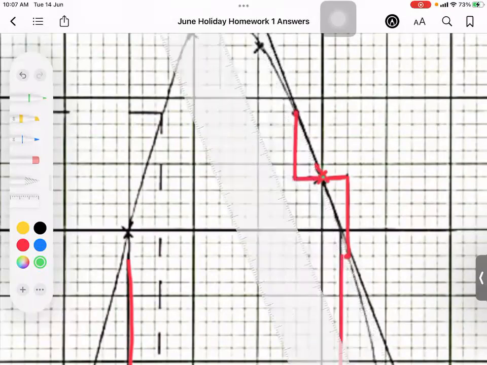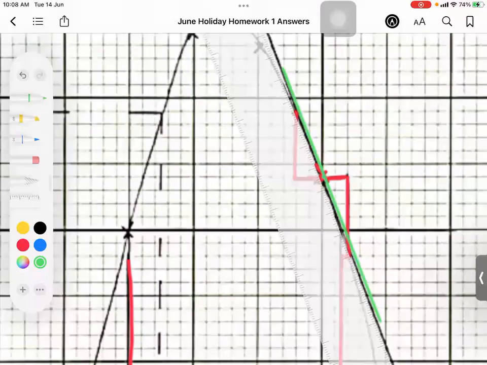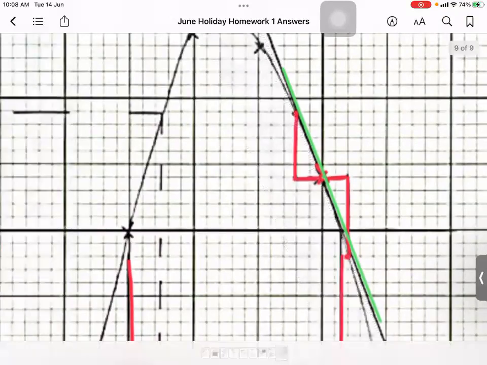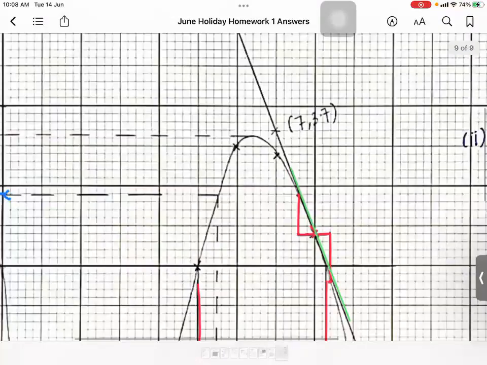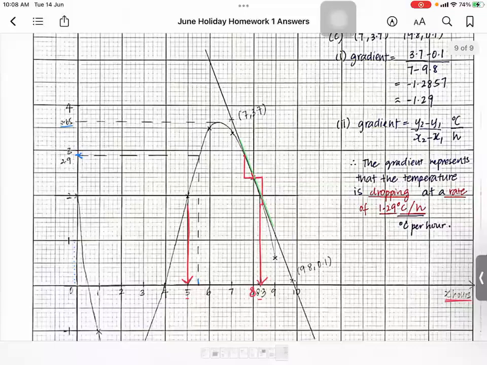Okay, sorry, my ruler. I try to draw my tangent line. Then I draw my tangent line, and I try to draw it as long as possible, so that I get more values to look at. So I actually extended a very long line for my tangent line.